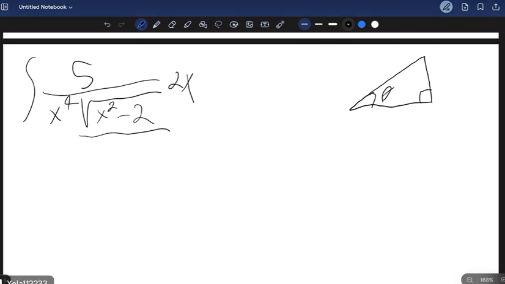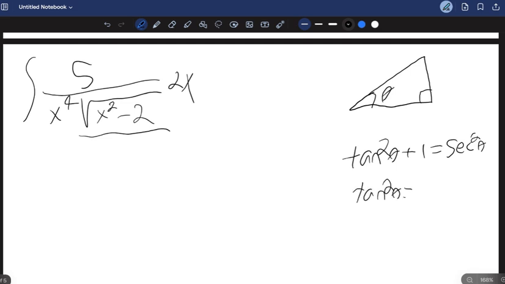The first thing that comes to mind for me is I know tan squared theta plus 1 is equal to secant squared theta. So I can subtract 1 from both sides and say that tan squared theta is equal to secant squared theta minus 1. So I've got this in this form.